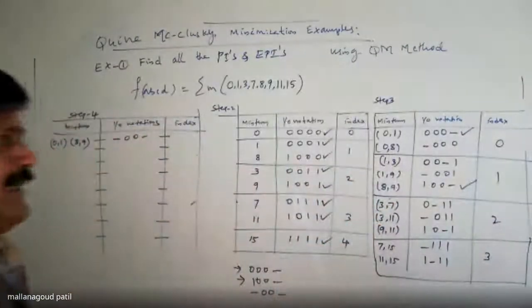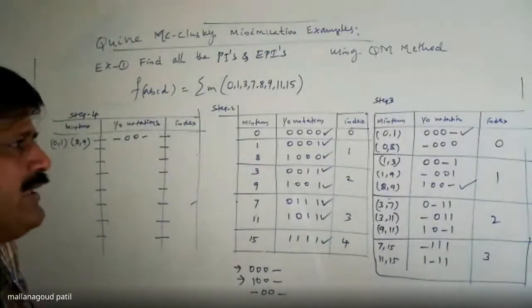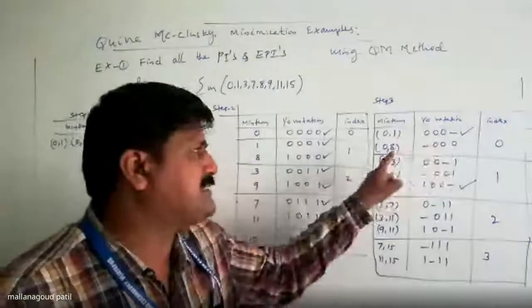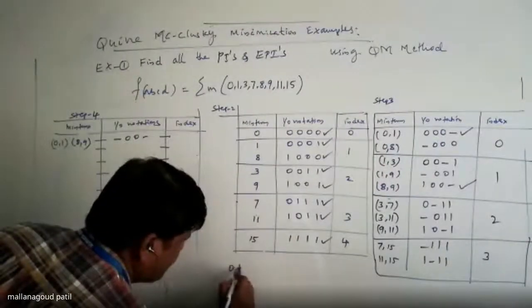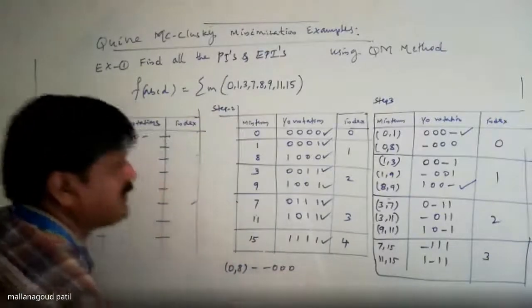0, 1, 8, 9. Both are logically adjacent. It's okay. Next, what do you do? You go for the second minterm in index 0. That is 0, 8. I can go for 0, 8. The 0, 8 representation will be dash 3 zeros.